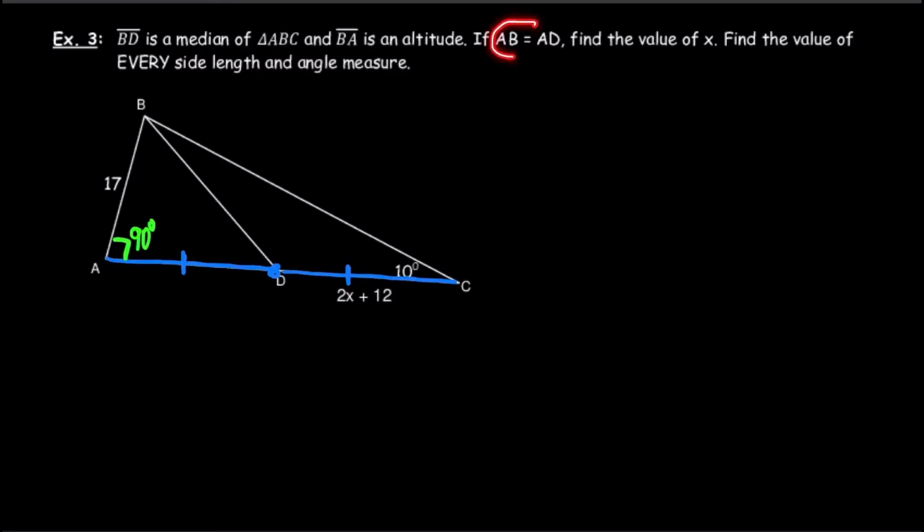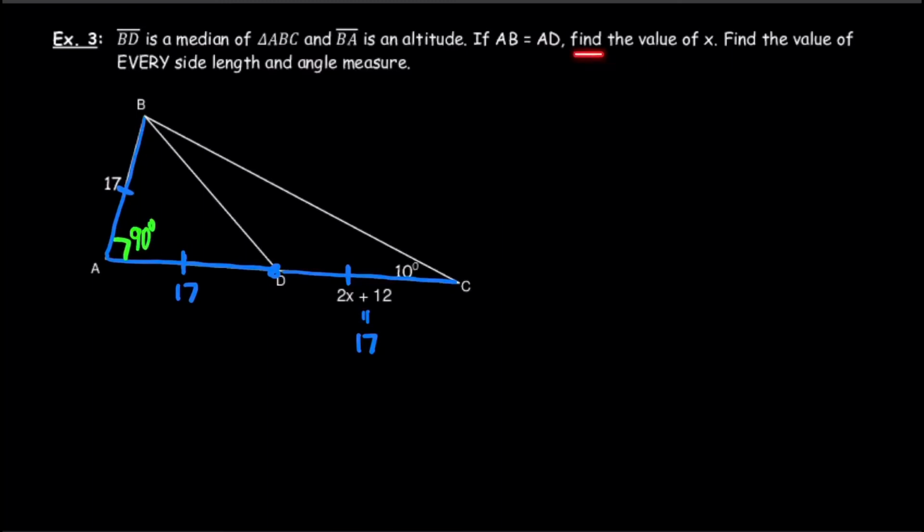Now, one more piece of information. AB equals AD. This side here equals this side here. Well, since we said these two bottom pieces are equal, basically what they're saying is all three of these pieces are equal. B to A equals A to D equals D to C. So that is going to be congruent. Basically what that means is the distance from A to D is 17, and the distance from D to C is also 17.